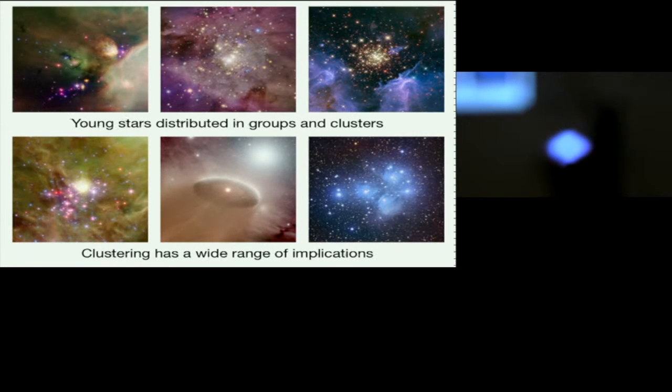But even within our galaxy, you'll find even more massive clusters. This is NGC 3603. It has a few times 10^4 solar masses of stars in there with a central density of about 10^4 stars per cubic parsec. Very different environment in here to in here.